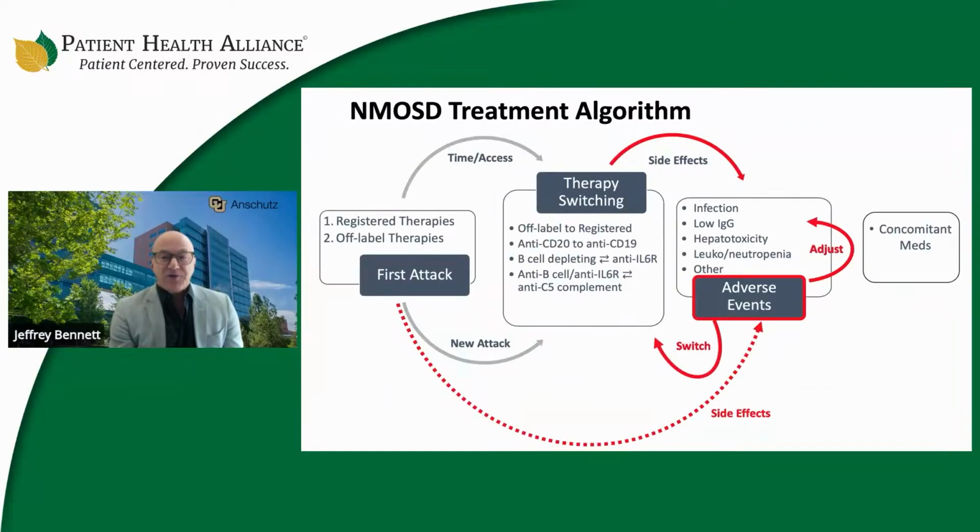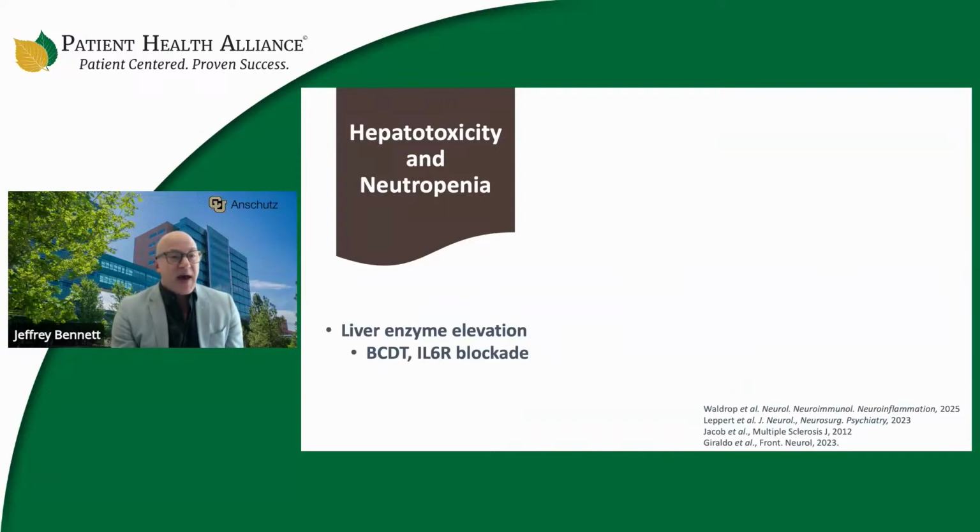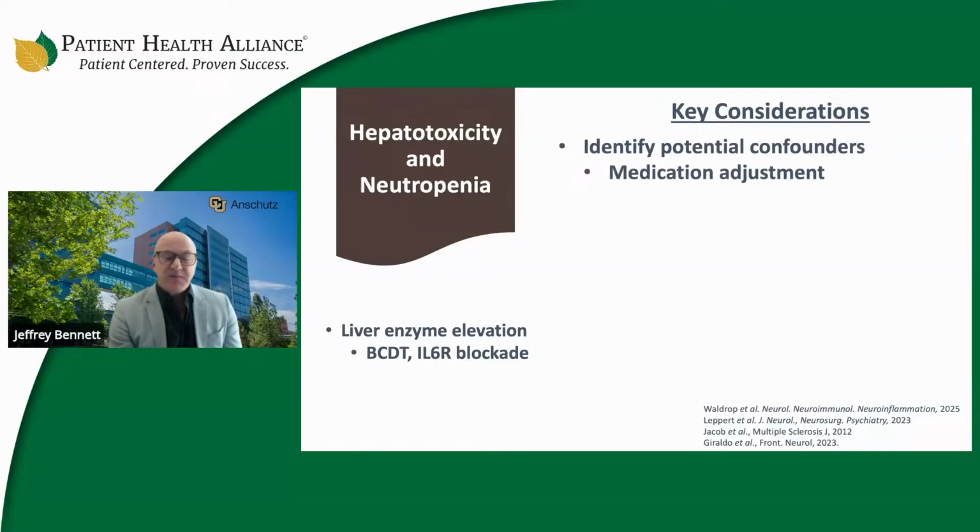So, what about other treatment emergent adverse events? Let's take a look in this case about hepatotoxicity, leukopenia, and neutropenia. In this case, hepatotoxicity and neutropenia are very commonly observed with certain therapies. And when it comes to NMOSD, B-cell depleting therapy and interleukin-6 receptor blockade can cause liver enzyme elevation. And it's important in those instances to identify potential confounders and make medical adjustments, because many times patients are on other medications that may be causing liver enzyme elevations.